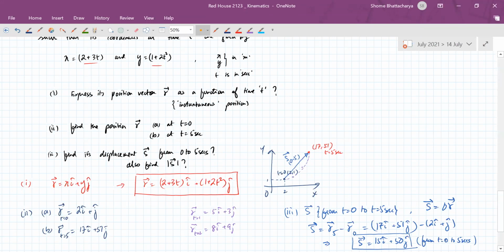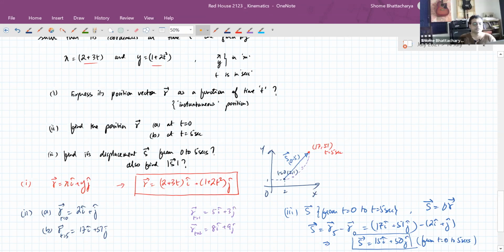When the instantaneous position is asked, won't we find the derivative? In fact, we'll see that the derivative is going to give us the velocity, because that will be the rate of change of displacement with respect to time. So that's the next definition we are coming to.